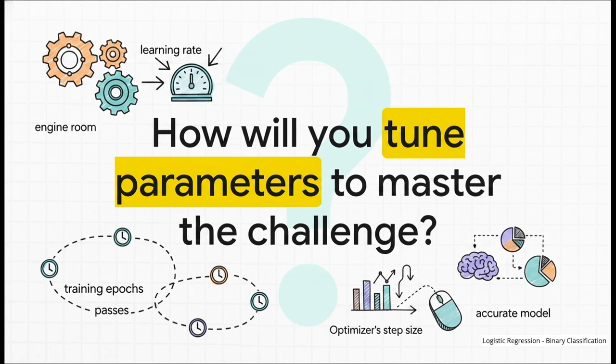So as you go tackle this new problem, I want to leave you with this provocative thought. Knowing how everything in the engine room interacts, how will you tune your learning rate and your training epochs to build an even more accurate model? Will you just go for 10,000 passes again, or adjust your optimizer's step size? Get in there and find out.